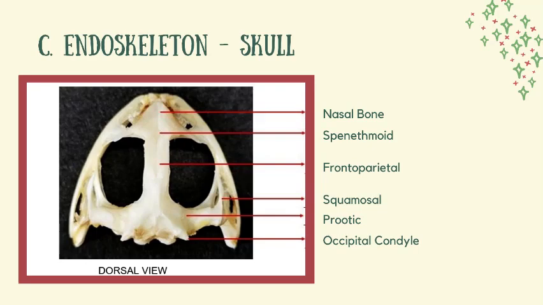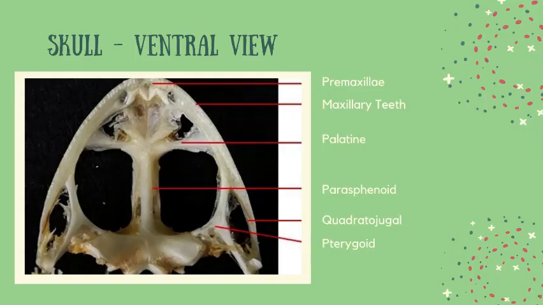The hammer-shaped bones at the sides of the skull are called squamosals. The frontoparietal is conjoined with the prootic, which forms the bones of the auditory region. Lastly are the occipital condyles, which are part of prominent bones. The next part is the ventral view of the skull.